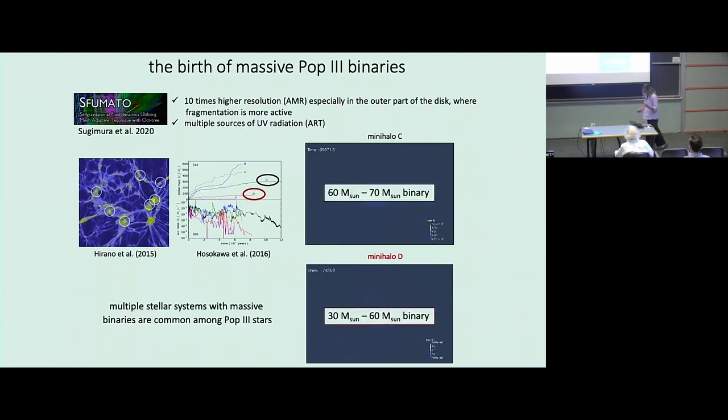So the outcome of these simulations was the formation of a small cluster of stars with multiple binary systems, some of which have really interesting masses.